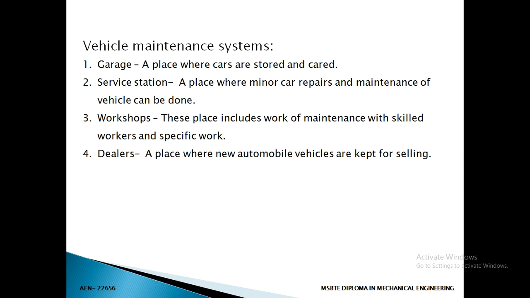Next, vehicle maintenance system. So, a vehicle can be maintained most probably in four different places. That is garage, service station, workshop, and dealers. So, what is a garage? Garage is a place where you can maintain and take care of your vehicles or cars easily. A service station is a place where minor repairs and maintenance of vehicles can be done.